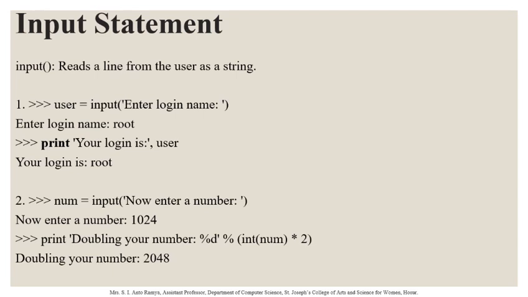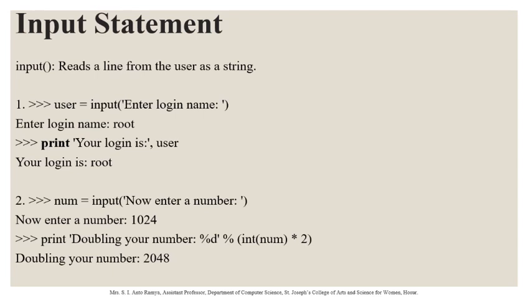Here is a second example, num. num is going to be our variable name now, equal to input. 'Now enter a number' is given within single quotes, so 'now enter a number' will be displayed as such. The user is entering 1024, so that will be accepted as an input and stored inside the variable called num.